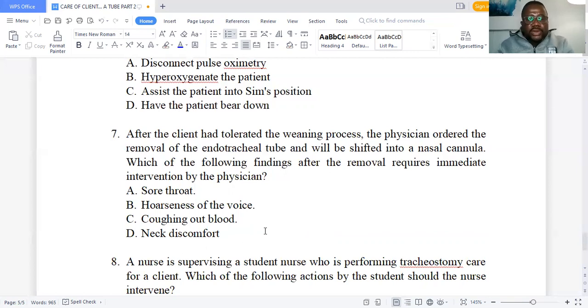Neck discomfort is okay. Sore throat, okay. Hoarseness of the voice, okay. It will go with time. But coughing out blood is not correct.